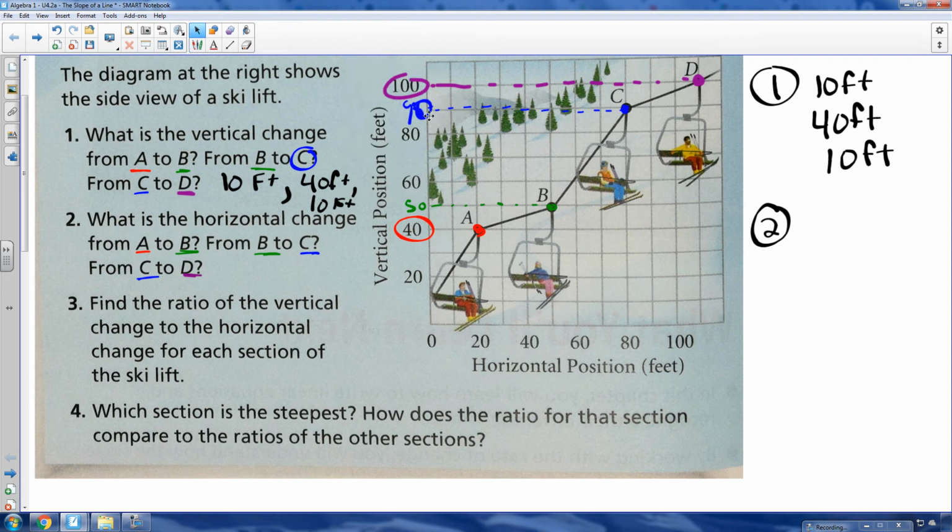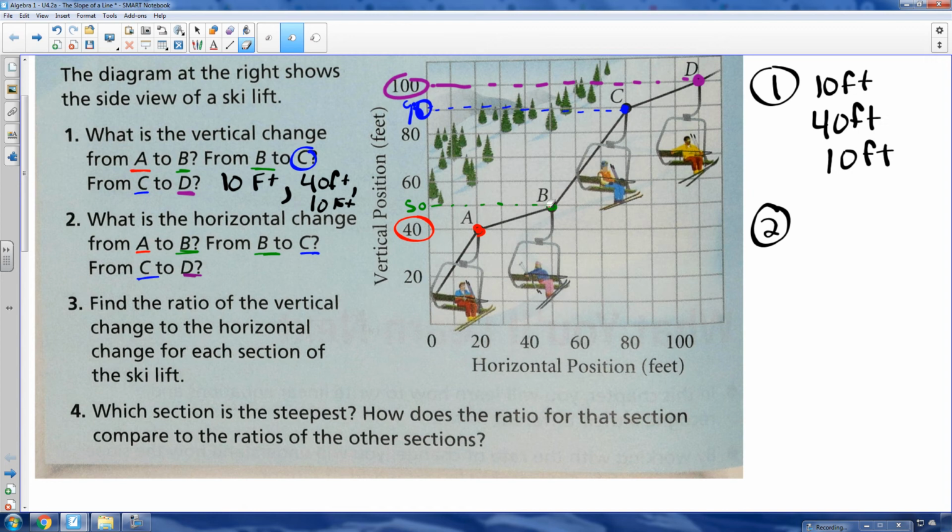So let's look at this. I'm going to use the mouse. It's a little bit small, but it should be visible, because I can't really point with my finger while I'm recording here. You see the eraser there. From A to B, what's the horizontal change? From A, it's at 20, you see that? And B is at 50. So from 20 to 50, that's a horizontal change of 30.